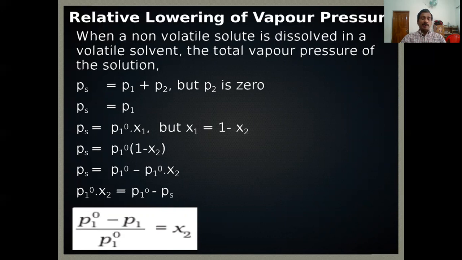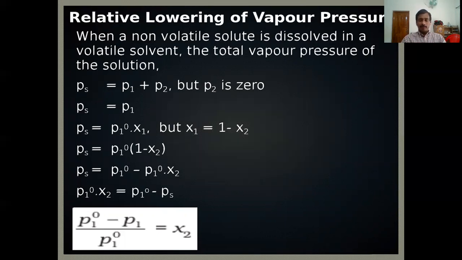Relative lowering of vapor pressure is equal to mole fraction of solute. So we can consider it as another statement of Raoult's law. In a binary solution containing non-volatile solute and volatile solvent, relative lowering of vapor pressure is equal to mole fraction of solute. That is another statement of Raoult's law. You can write it as the second statement of Raoult's law. What is the second statement of Raoult's law? You tell and write it.